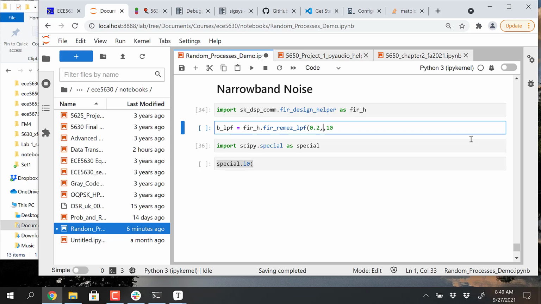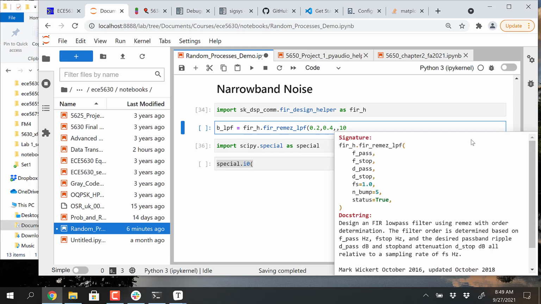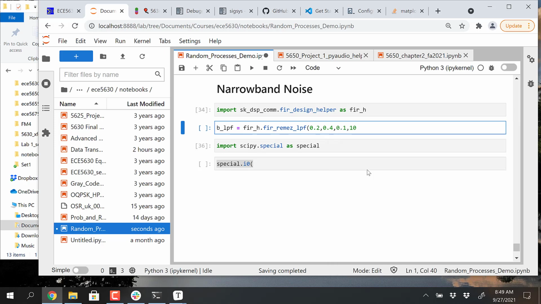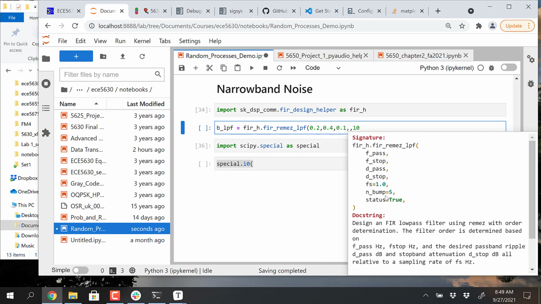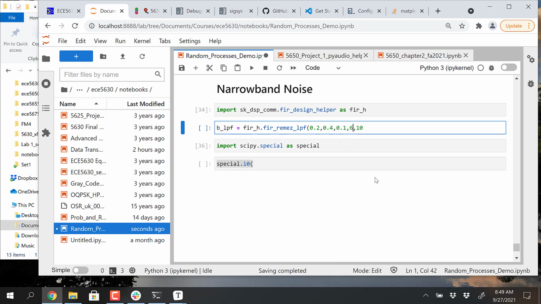And the stop band is going to be at 0.4. Then I have to put in the deviation in the passband. I'm going to say that's going to be 0.1 dB. And then this last parameter, the stop band attenuation, I'll just set it at 60 dB.